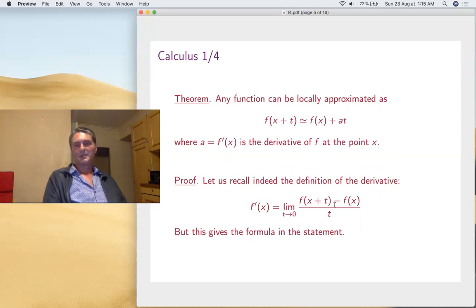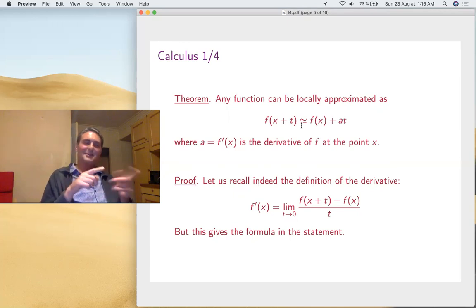Okay, so this means exactly that any function can be approximated in this way. So f of x plus t small is f of x, and the fluctuation there is linear. I mean, a being the derivative, right? At order 1.